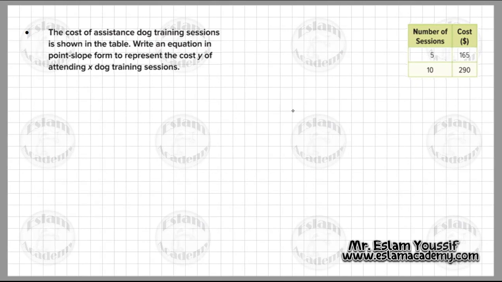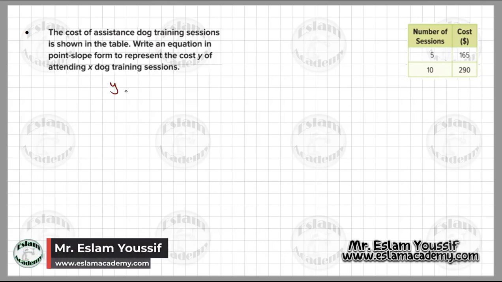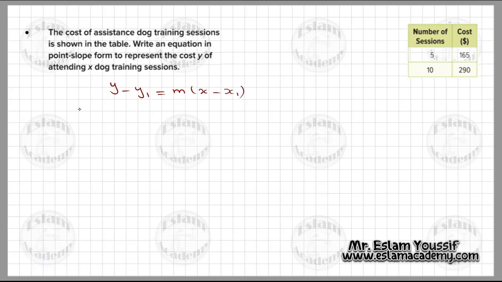In this problem, we have a relation between the number of sessions and the cost. We need to write the equation in point-slope form that relates the cost with the number of sessions. As we said before, the point-slope form is y minus y1 equals m multiplied by x minus x1. So we need to find the slope, which is the change of y over the change of x. For the change of y, we just subtract 290 minus 165, and you will find that the answer is positive 125.